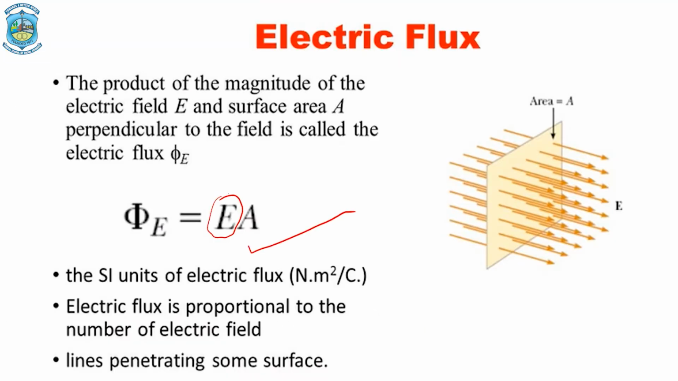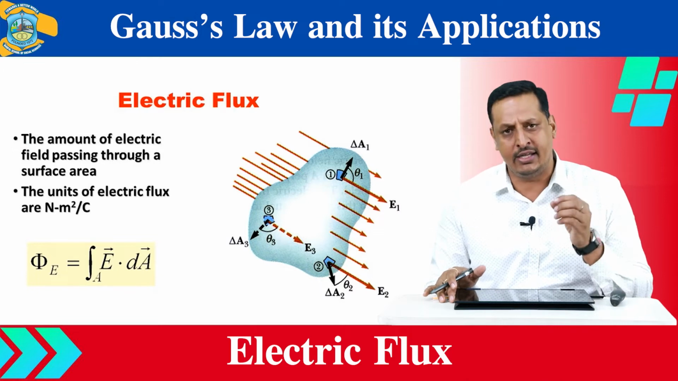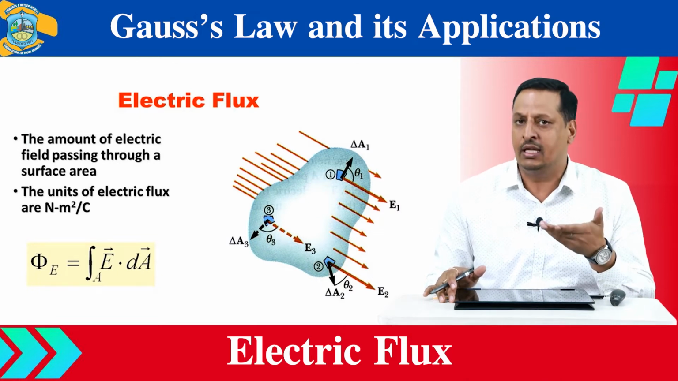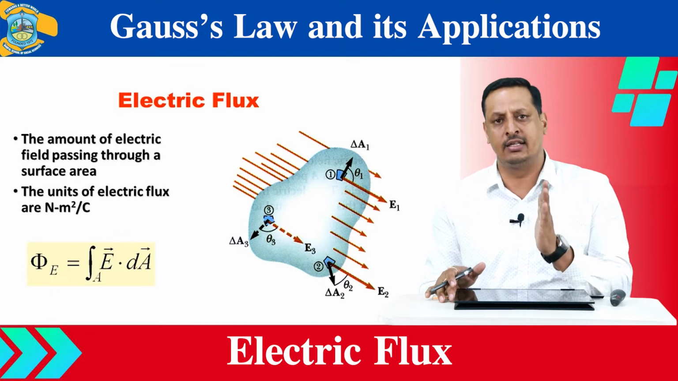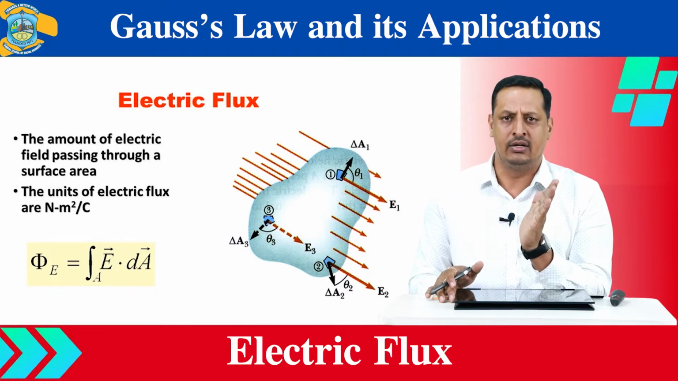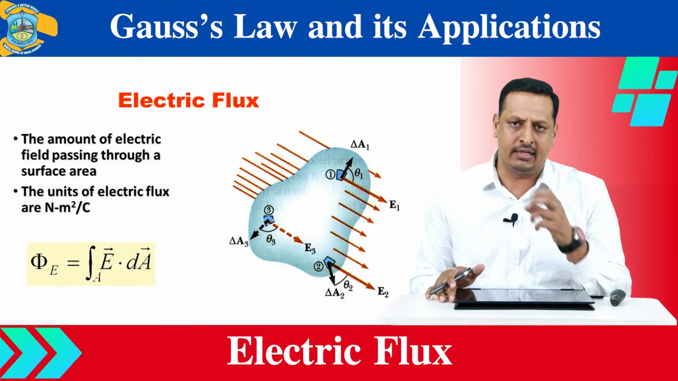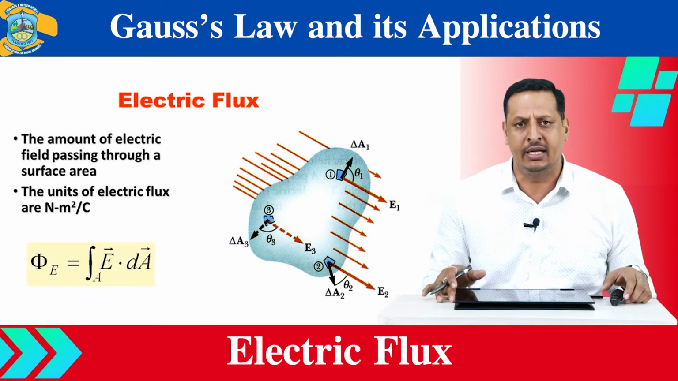As I have told you, electric flux varies in direct proportion with the number of electric field lines passing through any surface. In the definition of electric flux, I told you that the surface area should be held normal to the direction of the electric field. What I mean to say is, the orientation of the area is very important. If the area vector lies along the direction of the electric field, then the electric flux will be maximum. But if the area vector is held at a different angle with the direction of the electric field, then the number of electric lines of force passing through that area will be different.